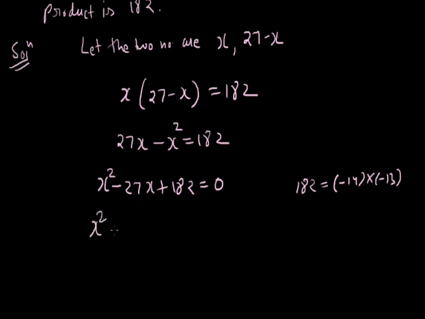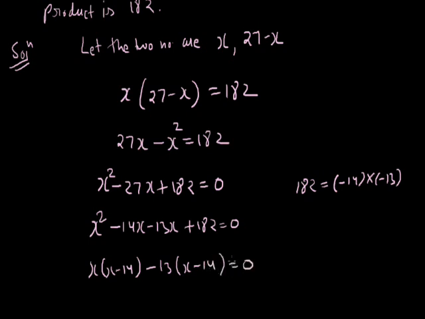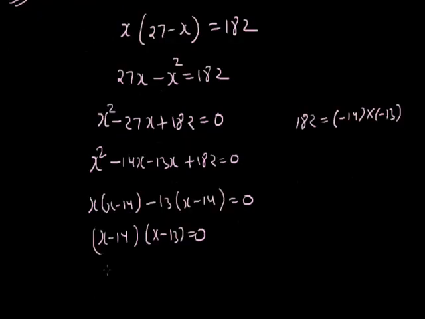Minus 27x can be written as minus 14x minus 13x plus 182 equals to 0. So from here I take x common, so x minus 14. Here I take minus 13 common, so in bracket x minus 14 equals to 0. So from these two terms I can take x minus 14 common, so in the bracket it is left x minus 13 equals to 0. So x can be 14 or 13.